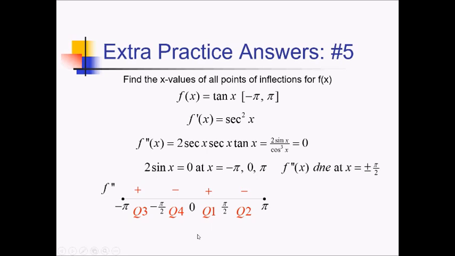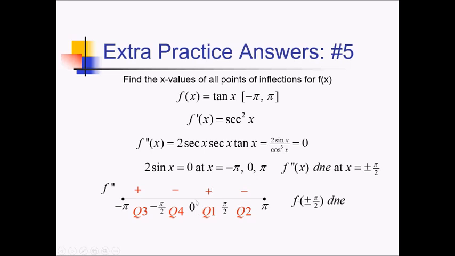However, 2 of these don't count, because we said in the beginning, tangent is not defined at negative pi over 2 or positive pi over 2, because tan is the slope of your angle, and at these 2 angles you have a perfectly vertical slope, which is to say your slope does not exist. So f of plus or minus pi over 2 does not exist, so there's no point of inflection there.